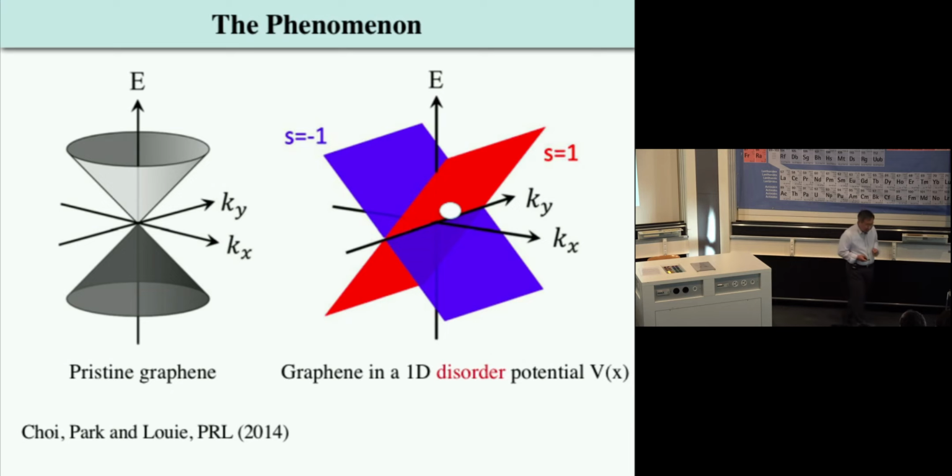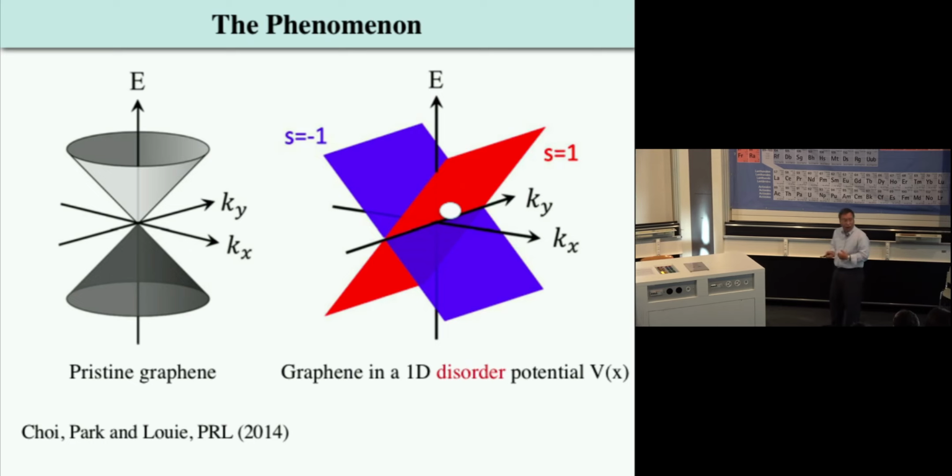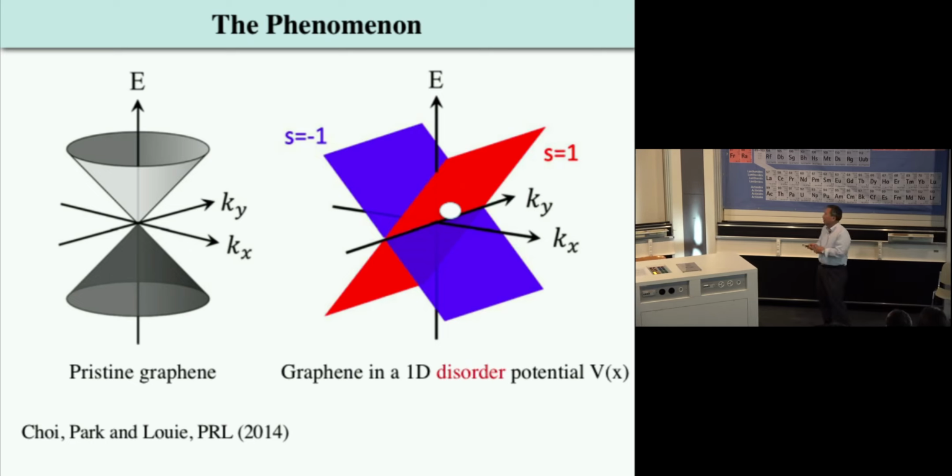So the phenomenon is the following. If you have pristine graphene, then the electronic structure, as I mentioned, is like this. But if I apply a 1D potential along the x direction, so the potential is fluctuating along the x direction, then because there is suppression of backscattering, the states that are moving along the kx direction will be totally unaffected. But the states that are moving away from that direction will be strongly scattered.